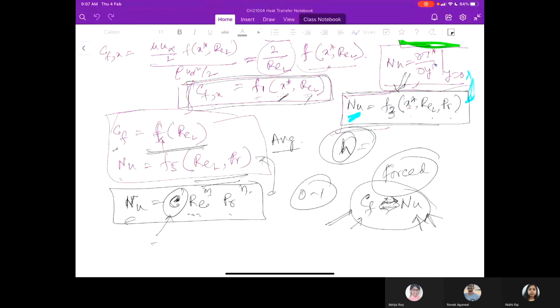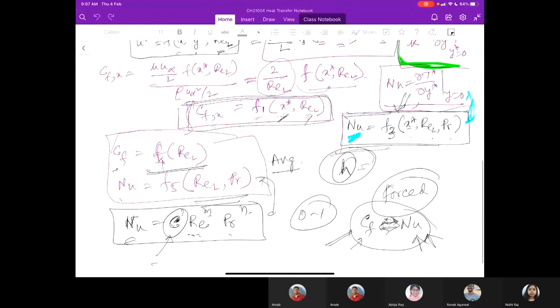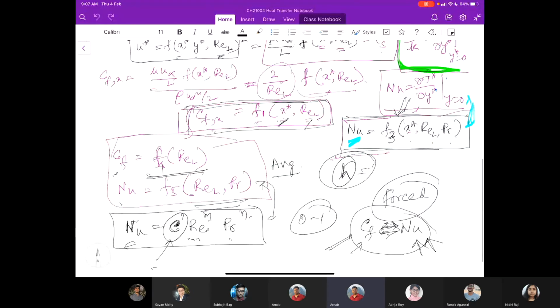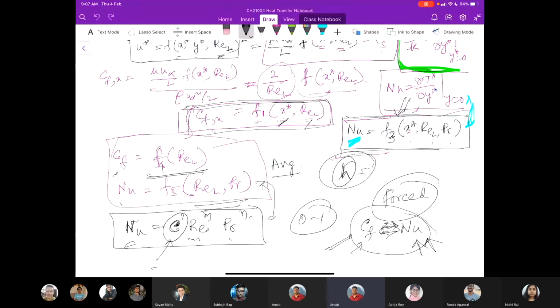In the last class, we stopped here, where we realized that essentially the Nusselt number is the temperature gradient at the surface. So it actually represents the value of the heat transfer coefficient. Basically, it is a non-dimensional convective heat transfer coefficient value.